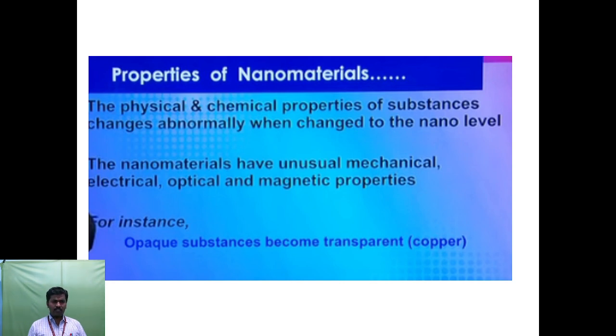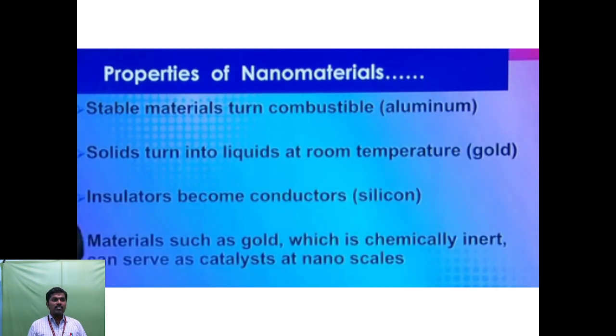For example, opaque substances become transparent. Generally copper is an opaque substance. When it is transformed into nanoparticles, it becomes transparent. Stable materials turn combustible, for example aluminum. Aluminum in the form of bulk material is a stable one. When it is brought into the nano scale, it becomes a combustible material.